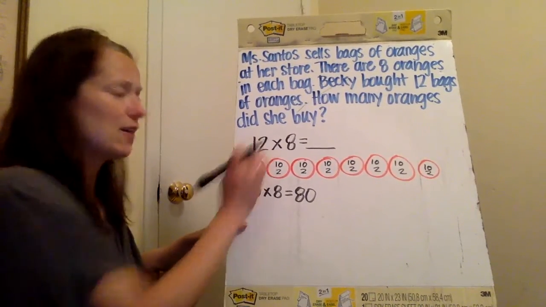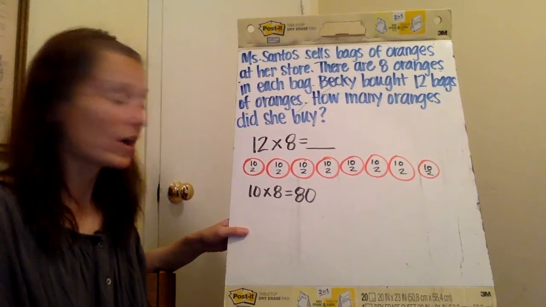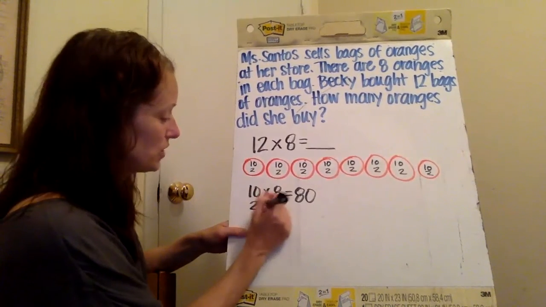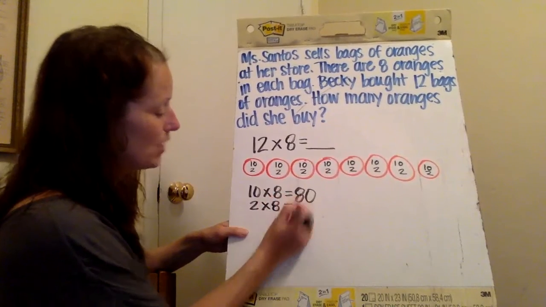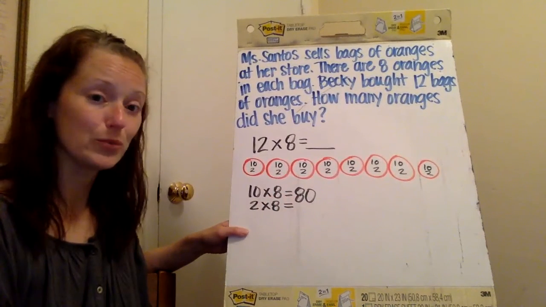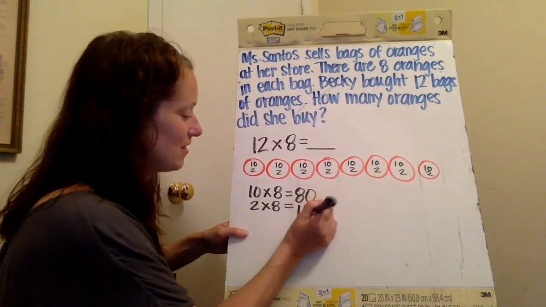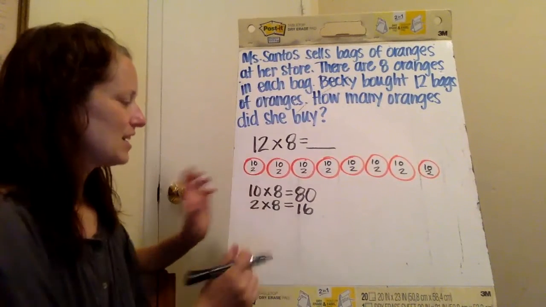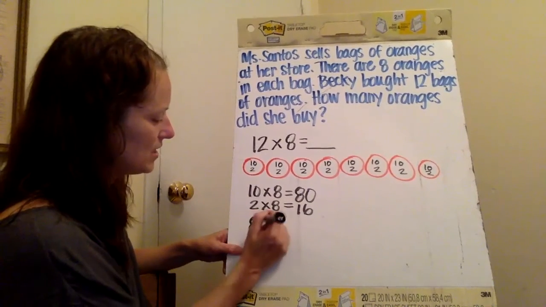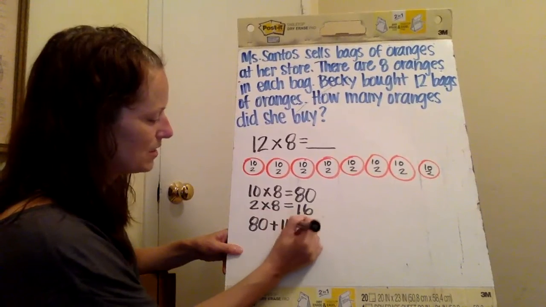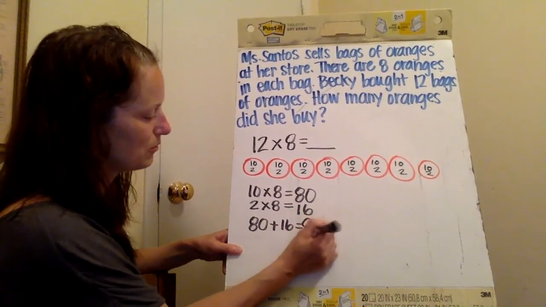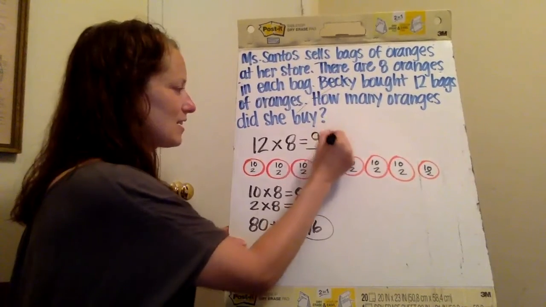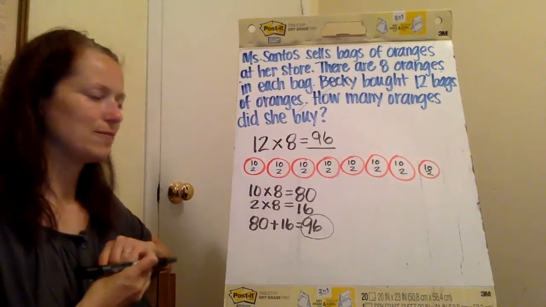But now I need to take care of my 2's from the 12. So I wrote out 2 times 8. So 2, 8 times, and that is equal to, that's right, 16. And then I said, you know what? Now I know that I just need to add these together. 80 plus 16, and that gets me to 96, right? So she had 96 oranges all together.